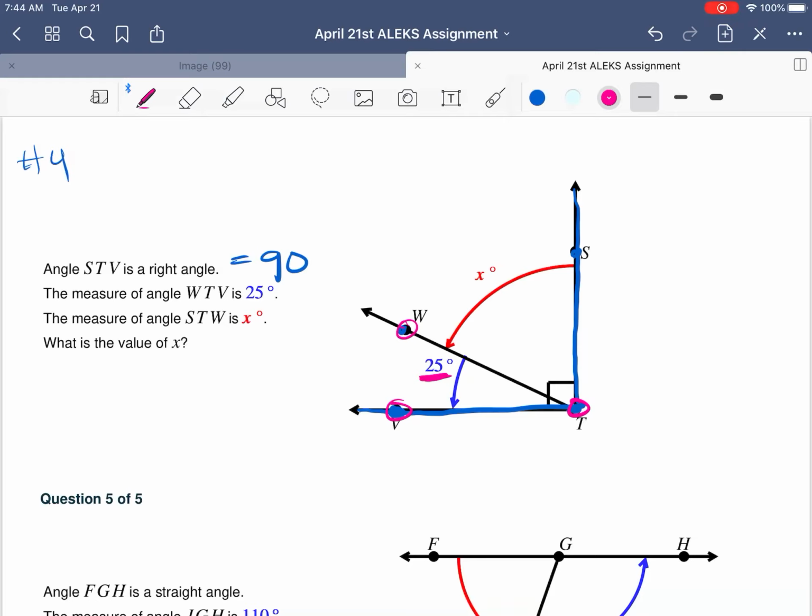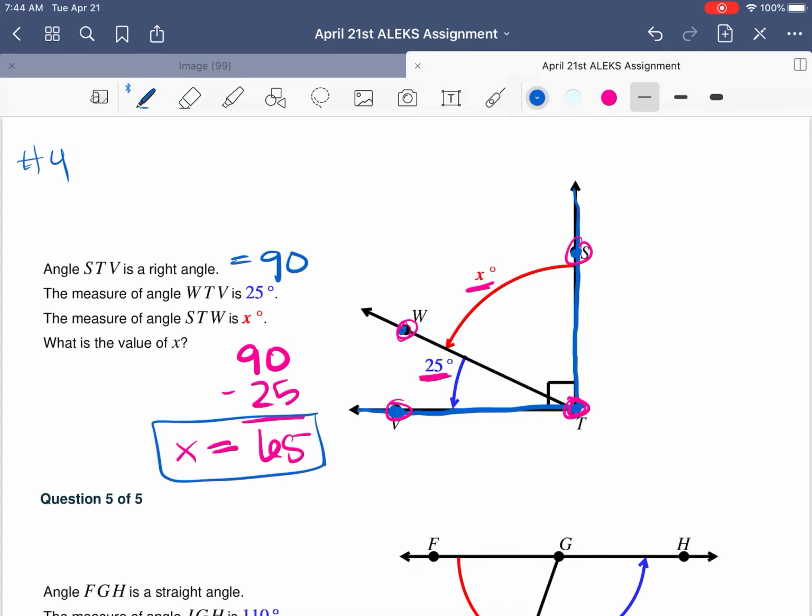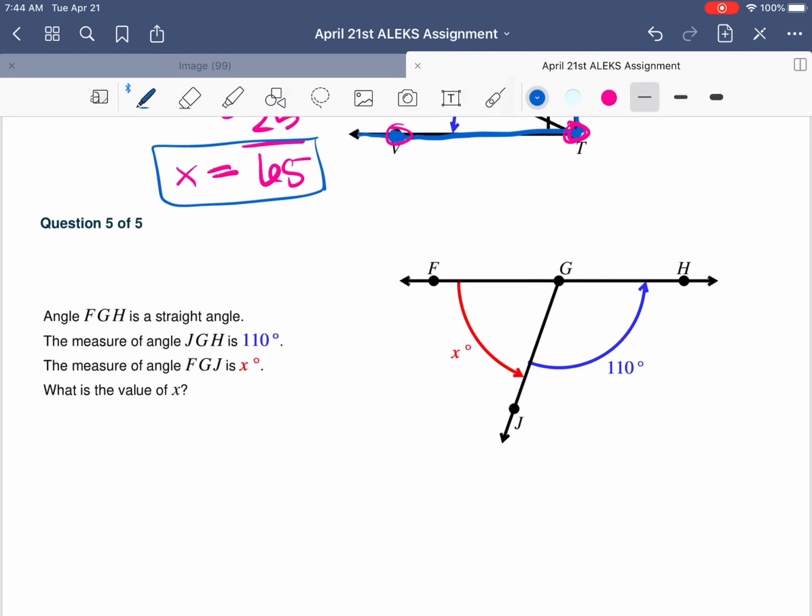And then it says that S, T, and W is X, so we don't know X. So basically in this one, we're going to take the 90 and subtract the 25 that we do know to find our answer. So 90 minus 25 is 65. So our answer would be X equals 65 on that one. Okay, and number 5.